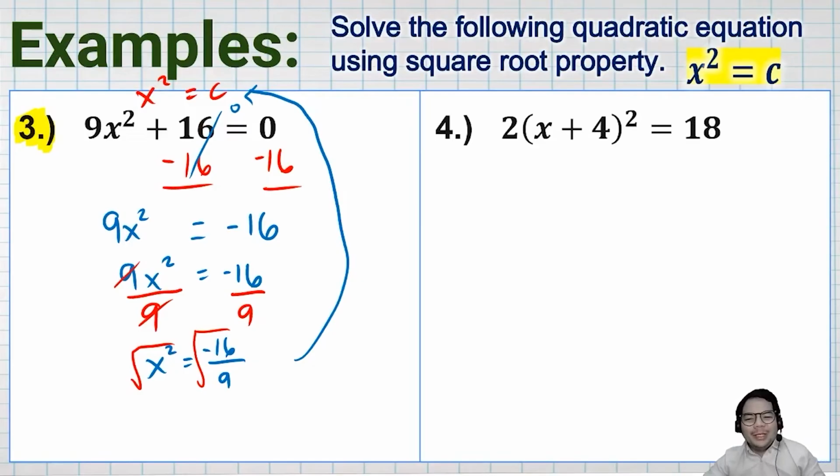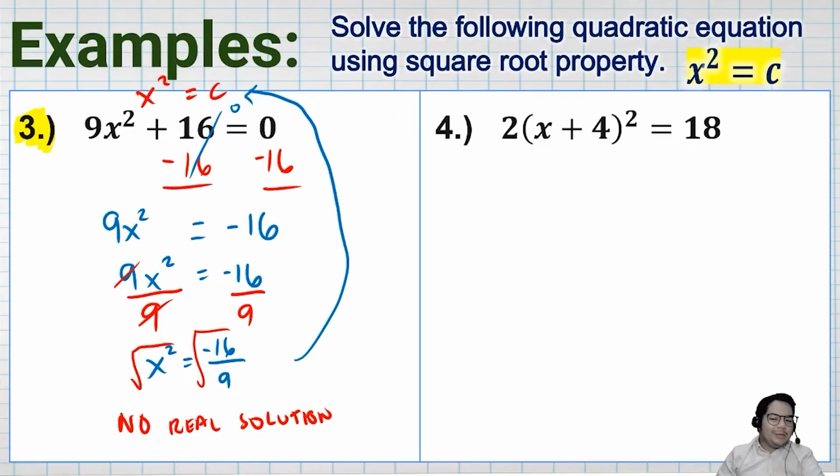Parang mali. Tandaan, kapag nag-square root kayo ng negative number, hindi possible yon. So, wala tayong makukuhang real answer. So, kapag naging ganyan yung case, our answer is no real solution. No real solution. Kasi nga, di ba, di tayo pwede mag-square root ng negative number. So, yan yung magiging sagot natin, no real solution.